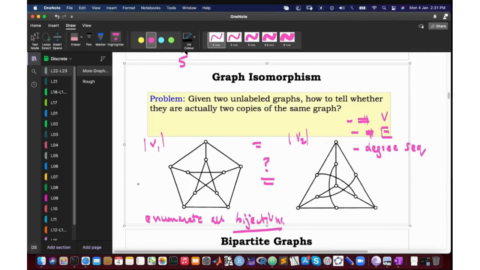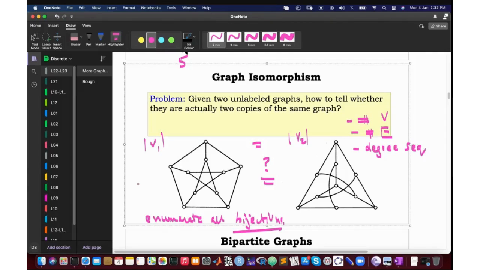This was an easy question. So there are n factorial possible bijections, which means it's a huge number, right? For slightly large graphs, for example, if you have a graph with 100 nodes, it becomes almost impossible to enumerate all bijections and check whether their graphs are the same. The checking part is not actually that tough. It's easy. For each node, you just need to go and check the vertices. That's not going to take a lot of time. But enumerating the bijections is going to take a lot of time.